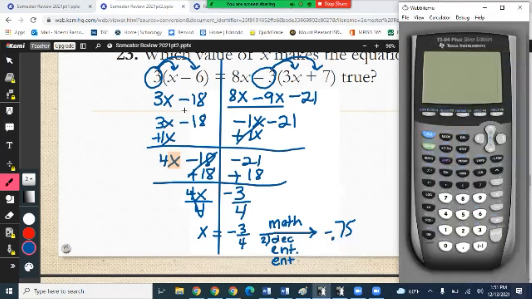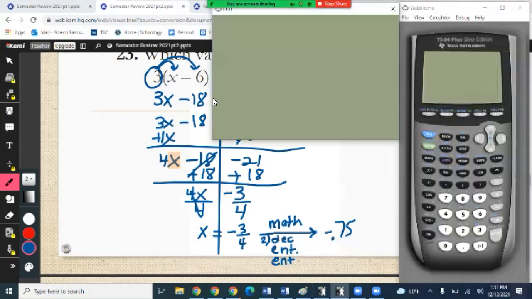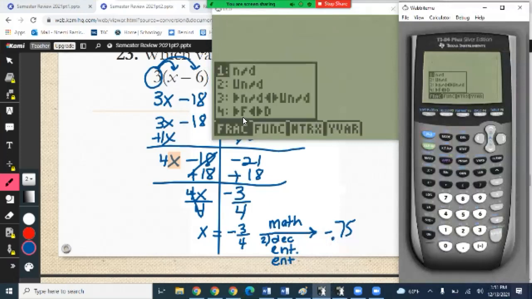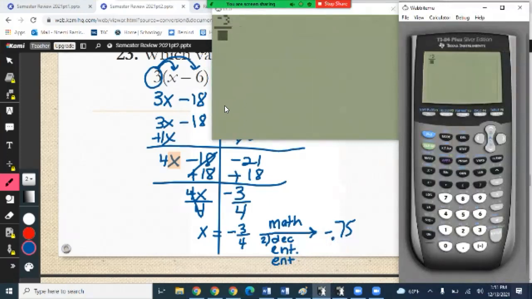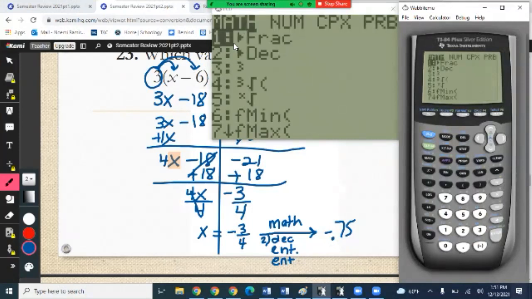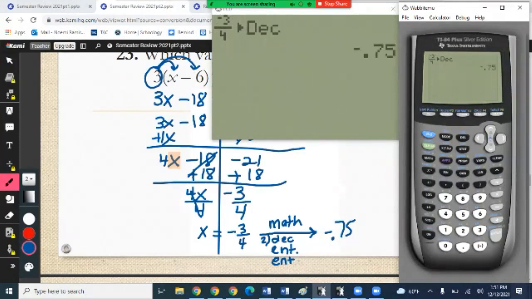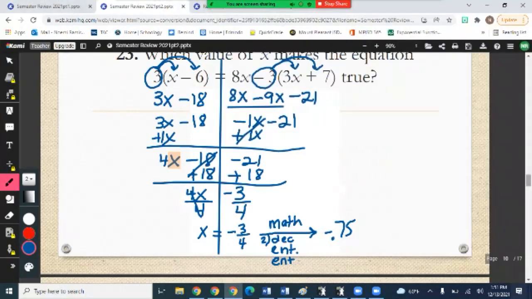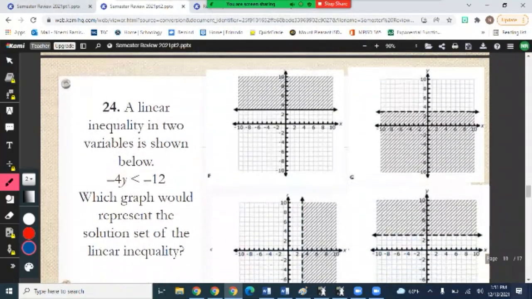All right, so for those of you that actually need to see it being changed to a decimal, I can type it in: alpha, y equals, put my -3 over 4. And then you're going to hit math, which is right under alpha. Decimal is the second option, so 2, enter, and there it is, -0.75. Math, decimal, enter.